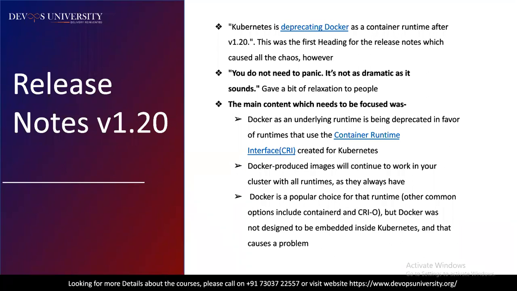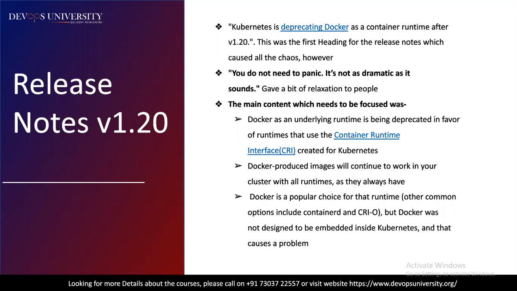No longer be maintained by Kubernetes. So whatever next patches or release notes there are, there won't be a discussion about Docker shim. There will be an alternate container runtime interface introduced in Kubernetes.